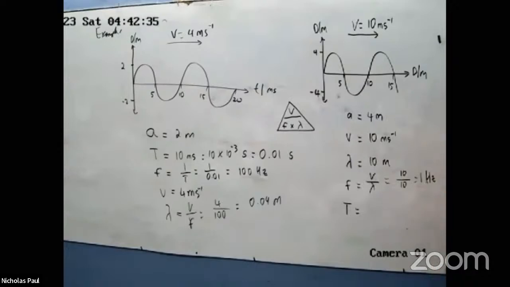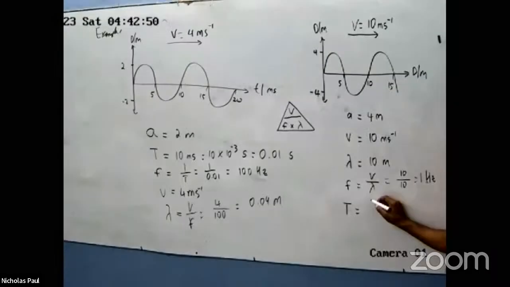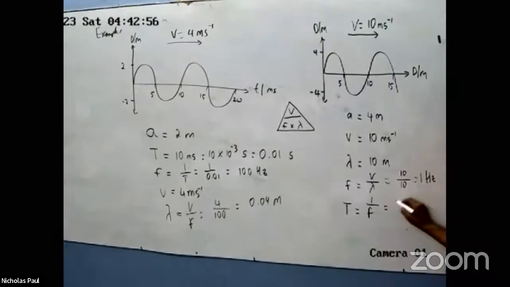Kilon, period is what? Highest time period. So half of it, so it could be like 10. Period is 1 on f. So that's 1 on 1, so that's 1 second. That's okay? Are you okay with that? Yeah, yeah.